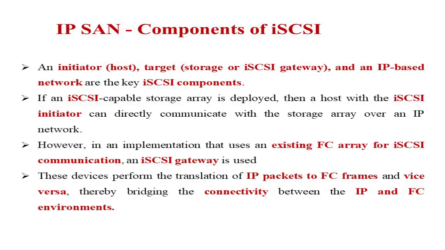However, in an implementation that uses an existing FC array for iSCSI communication, an iSCSI gateway is used. These devices perform the translation of IP packets to FC frames and vice versa, thereby bridging the connectivity between the IP and FC environments.